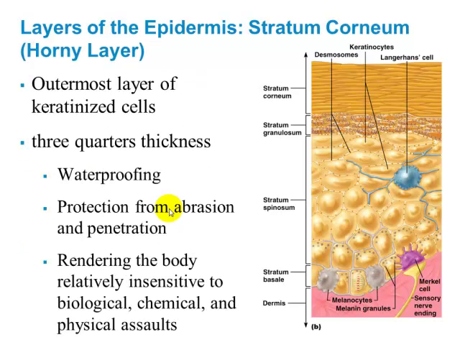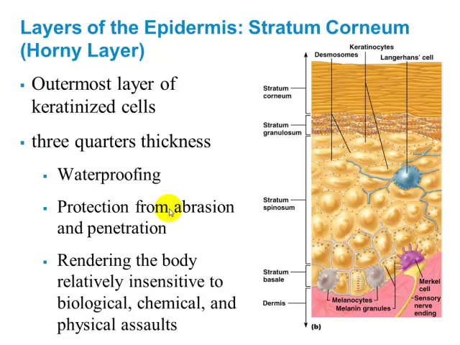The final layer, then, is this outer layer. This is the stratum corneum. Okay? This is the most dried out layer. This can be anywhere up to 3/4 of the thickness of the epidermis. This is going to allow for waterproofing. So this is what prevents water that sits on your skin from getting in your skin. It's also going to prevent water that's in your skin from leaking out. This is going to be what protects you from abrasion and penetration. This is also going to be a boundary. So this is going to protect your body from biological, chemical, or physical assaults.